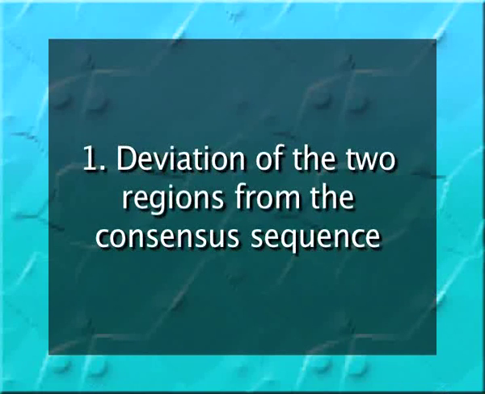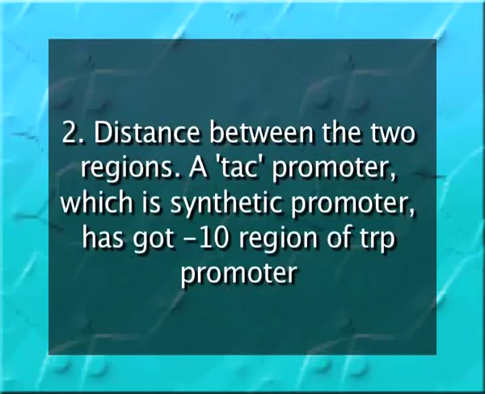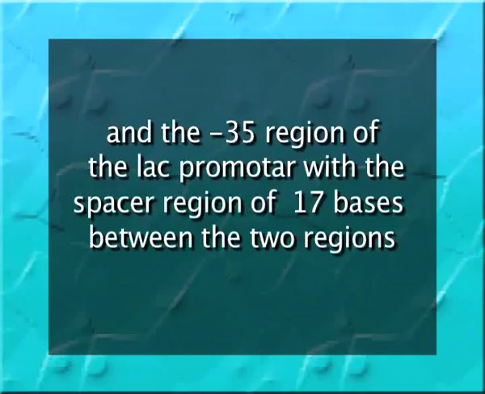The strength of the respective promoters depends on number 1, deviation of the 2 regions from the consensus sequence, and number 2, distance between the 2 regions. A tac promoter, which is a synthetic promoter, has the -10 region of the tryptophan promoter and the -35 region of the lac promoter, with a spacer region of 17 bases between the 2 regions. The tac promoter is the most potent bacterial promoter.